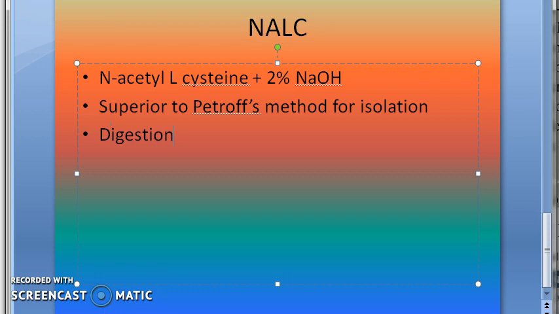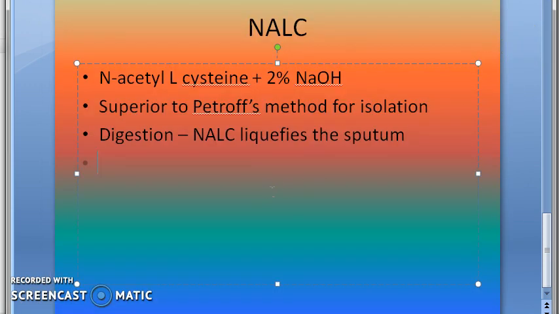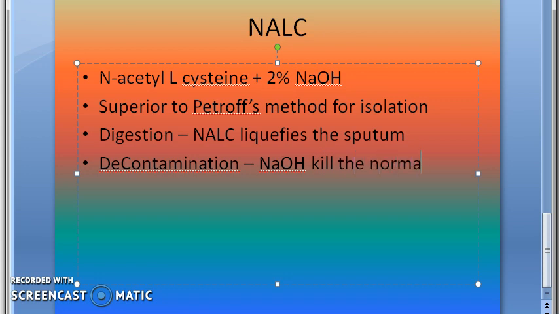So how do you digest? NALC liquefies the sputum. Are you awake, people? Because I am just telling and typing, I think you are sleeping, right? So this N-acetyl L-cysteine will liquefy the sputum. Now NaOH kills the normal flora, so decontamination will be done by NaOH. It will kill the normal flora.